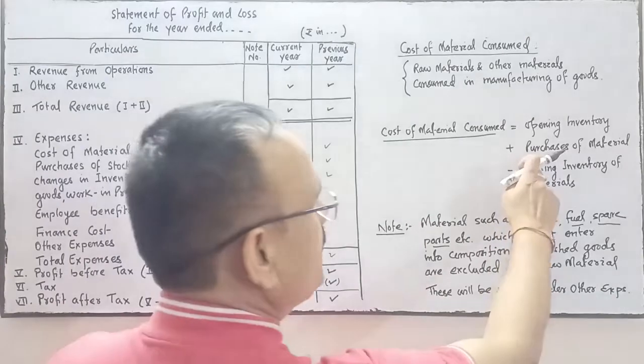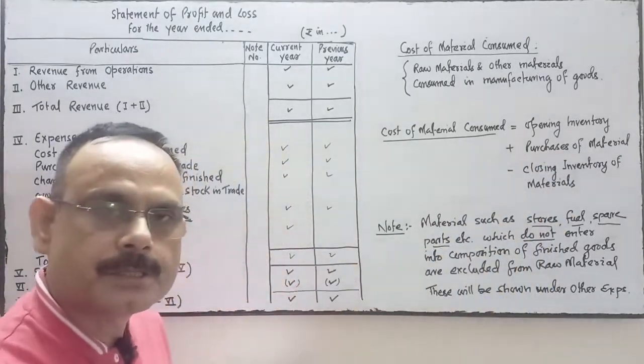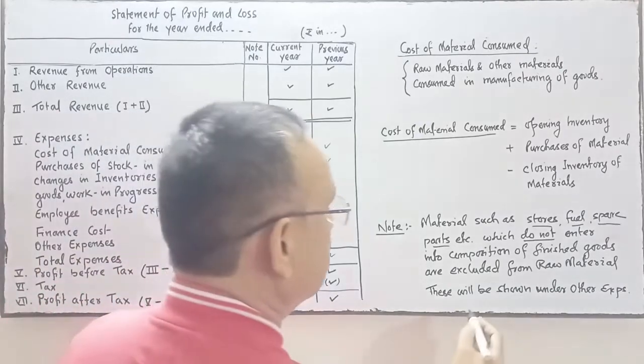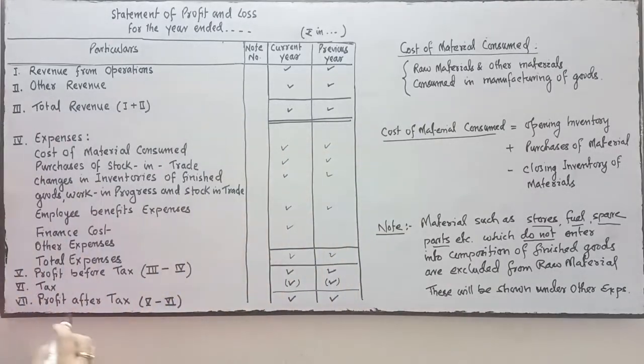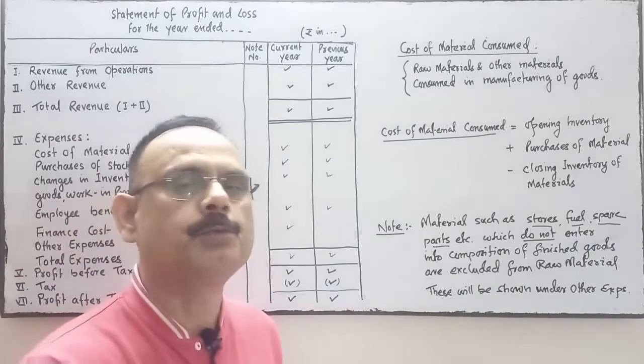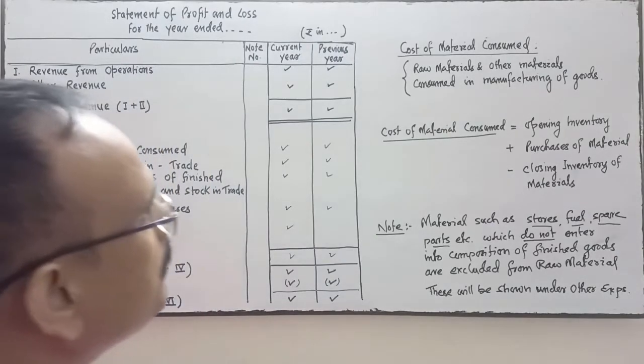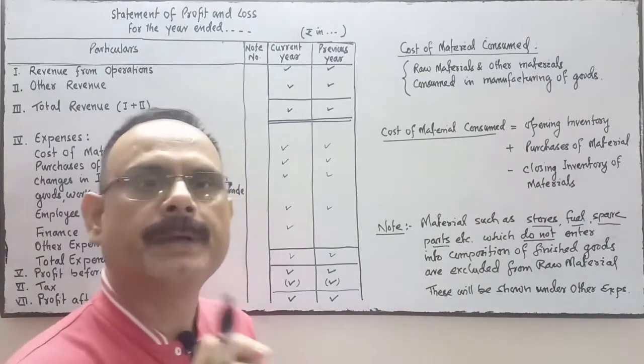When I am taking raw material over here, I am not going to take spare parts and fuel. These will be shown under other expenses. So stores, spare parts, or fuel will be shown where? In the other expenses. This is not part of cost of material consumed.